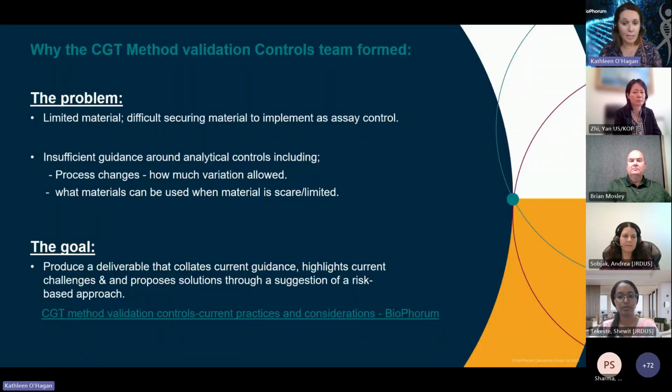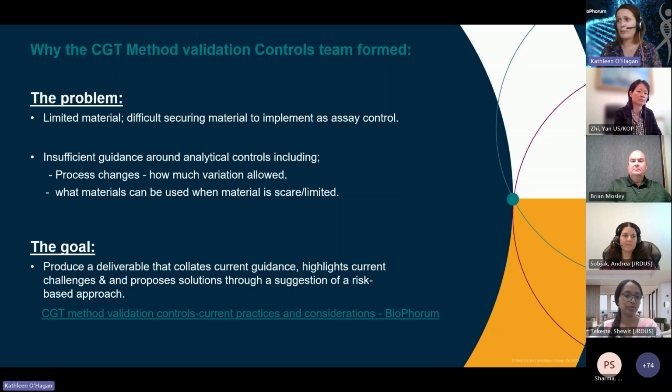So the team you'll be hearing from today is the Cell and Gene Therapy Method Validation Controls team. And this team really came together to address the question around limited material when it comes to analytical controls, and the challenges in securing that material for your controls. And the second problem they wanted to address was the insufficient guidance that's currently available. So insufficient guidance around process changes, how much variation is allowed when the process changes, and what materials can be used should the ideal material be limited or scarce.